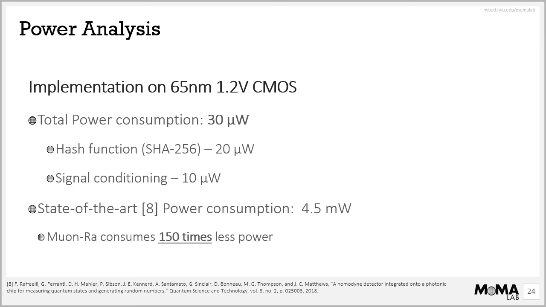In this case, the power consumption of an inverter and a D flip-flop will be less than 10 microwatts, and since the chip implementation already requires a detector and the SHA-256 hash function to operate, the power consumption can be reduced down to 30 microwatts. So as you can see, our mechanism significantly reduces the power consumption compared to other state-of-the-art solutions. And more specifically, Muon-Ra consumes about 150 times less power compared to the solution that was described previously.